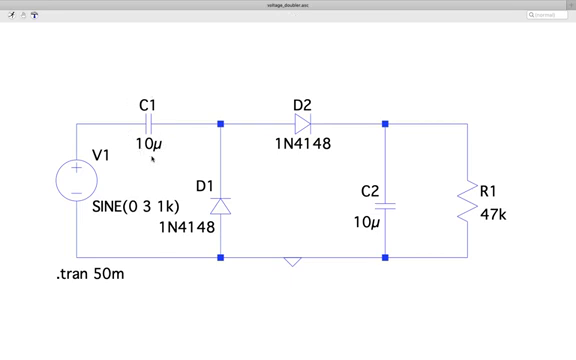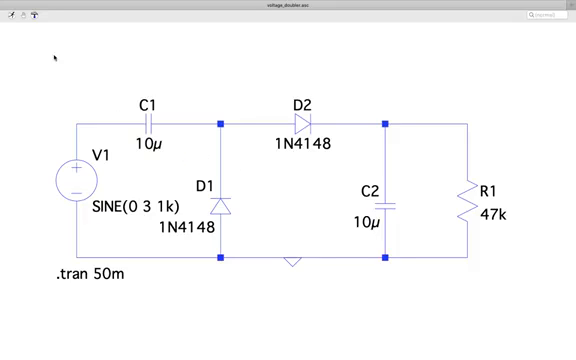C1 is 10 microfarad and C2 is also 10 microfarad, and for D1 and D2 we have considered the diode 1N4148, and this also 1N4148, and considering the load resistance as 47 kilo ohm, we'll see the behavior. You can just take all these parameters because we have already drawn many schematics till now, so I am not drawing again. I have just directly come to the circuit, which I drew before to save time.